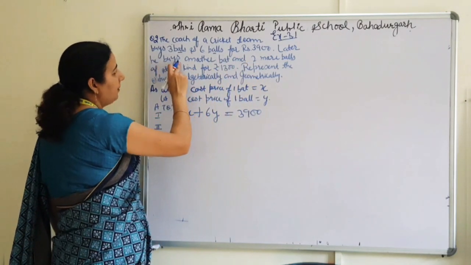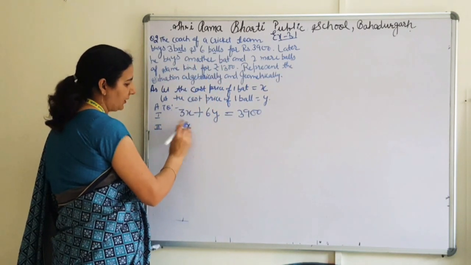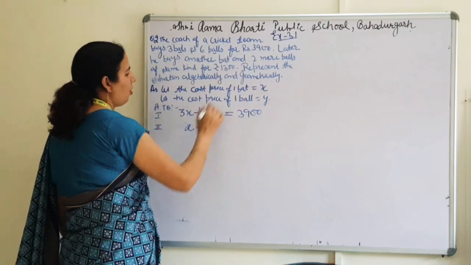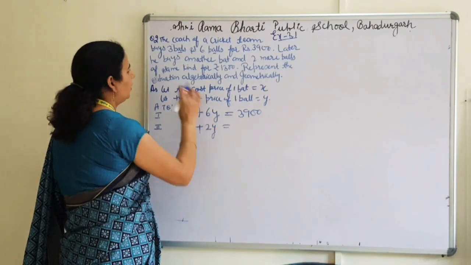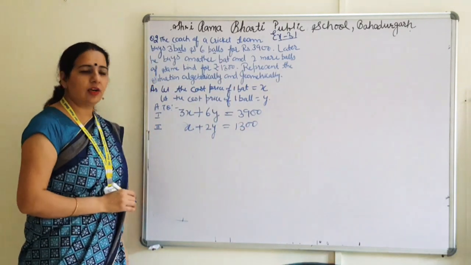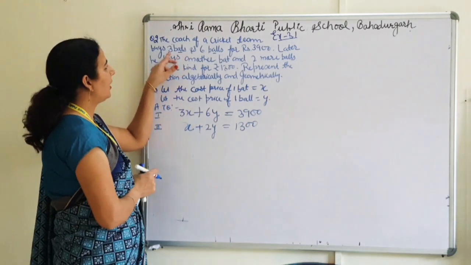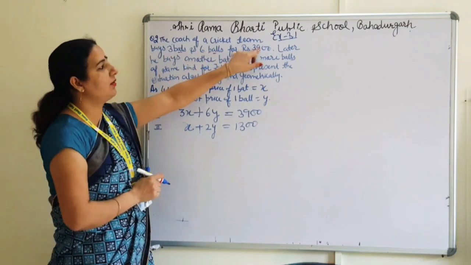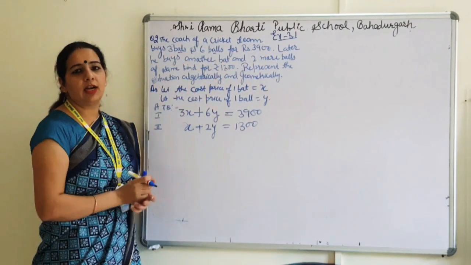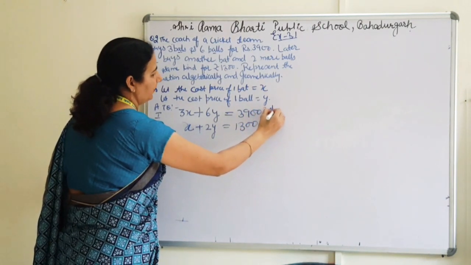Later he buys another bat. Another bat means one bat. So 1 into x is x, plus 2 more balls means 2y. And the total amount he has given is 1300. So these are the two equations of the cost price. Cost price questions are very easy. You just have to write 3x plus 6y is equal to 3900, and 1x plus 2y is equal to 1300. So this is the algebraical representation.